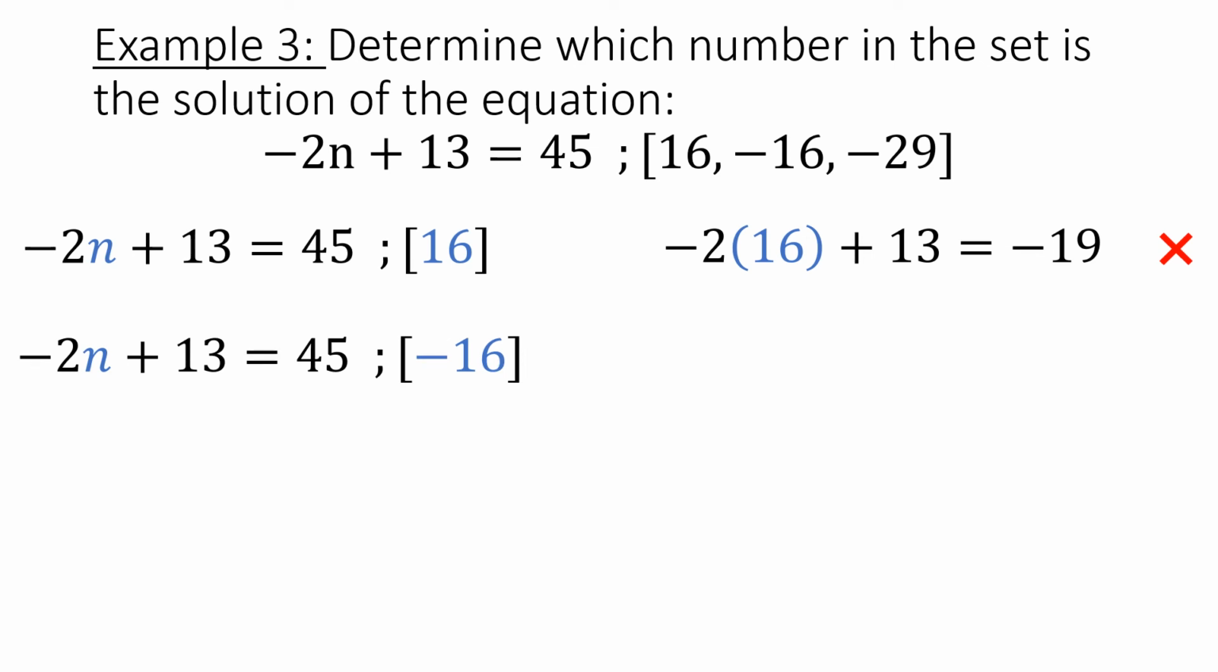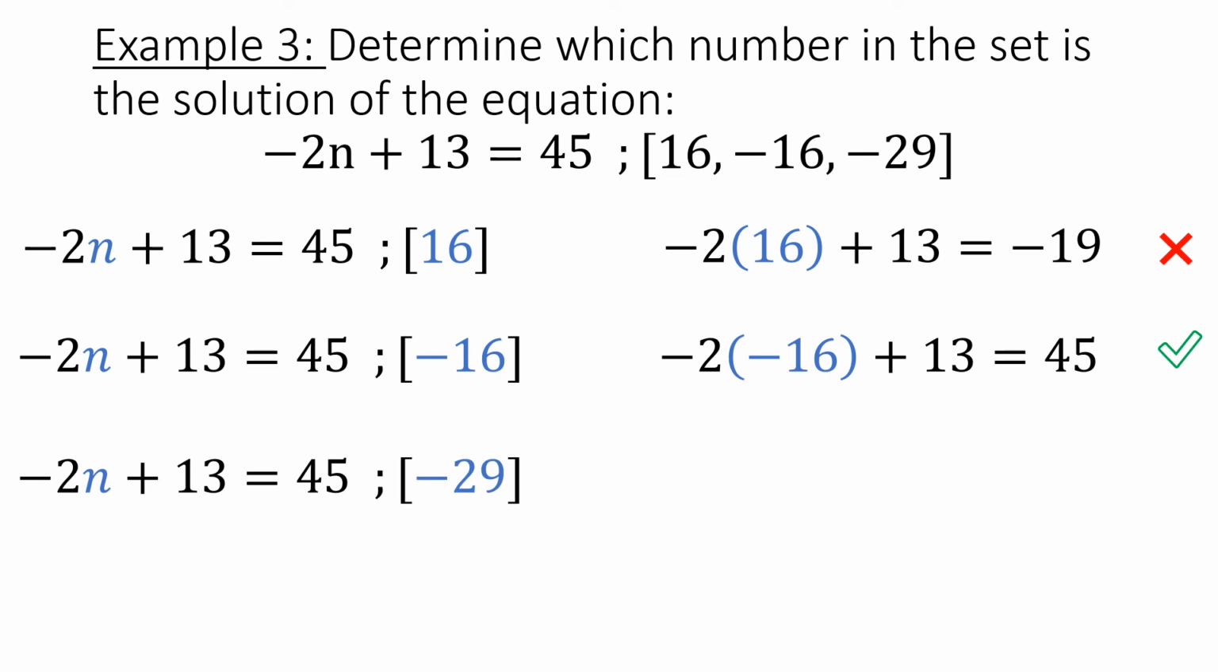Next, I'm going to do -16. So when I substitute that in, I'm going to put parentheses around it. And I'm going to have -2 times -16 plus 13. That does, in fact, give me 45. And so I'm technically done. But I'm going to finish out the problem to show you that -29 is not the solution of the equation. That -16 is the solution.